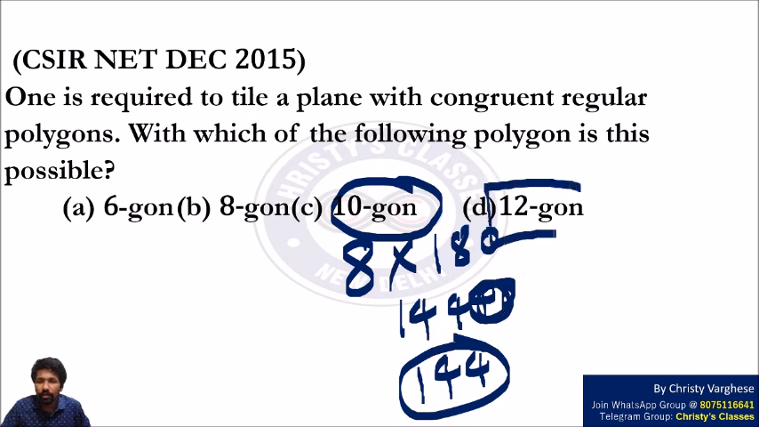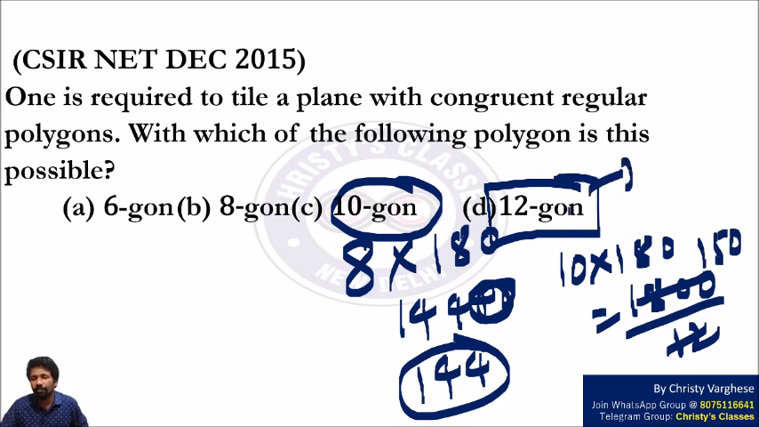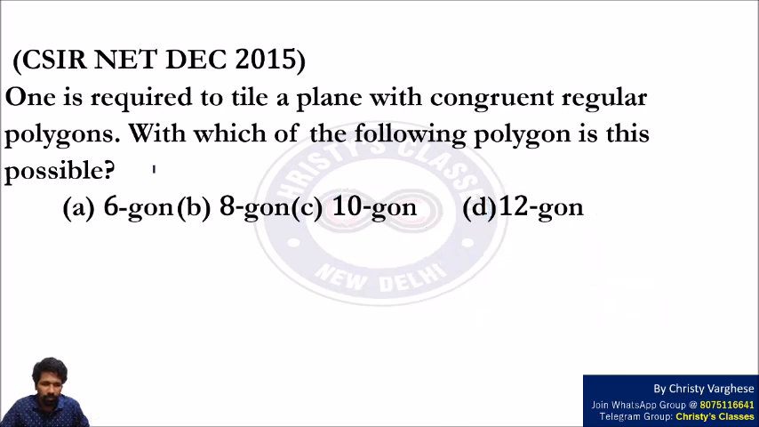For a 12-gon, what is the problem? First you can find the sum of interior angles: 10 into 180 degrees is 1800. Each angle will be 1800 by 12, which is 150 degrees. 150 is not a factor of 360. So that is why these options are not possible.